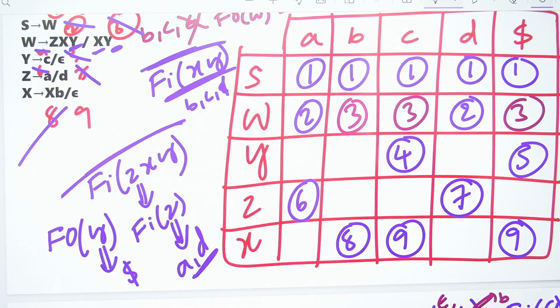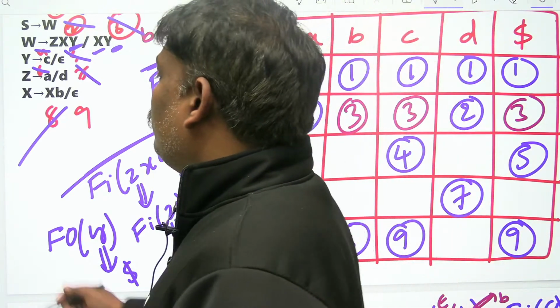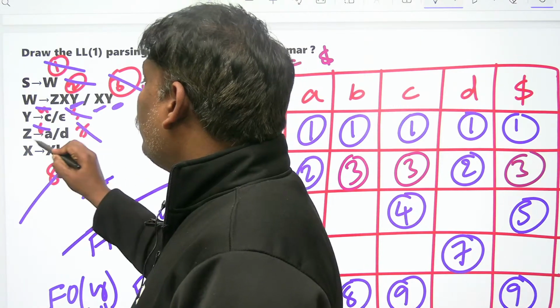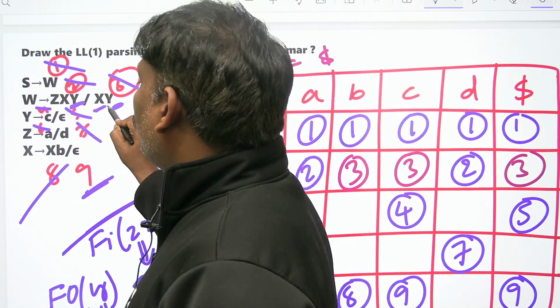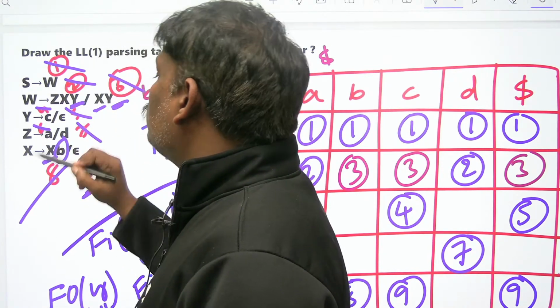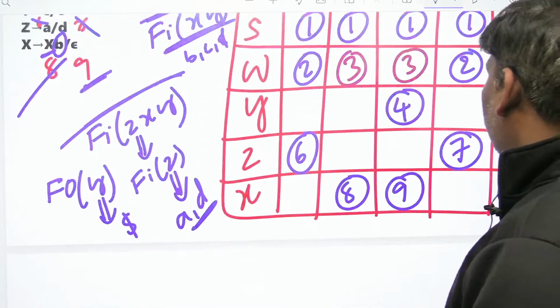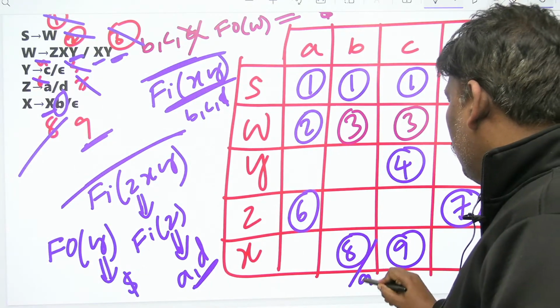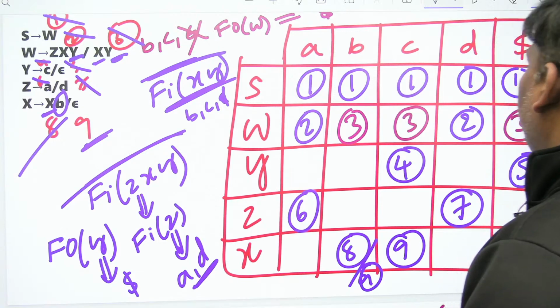Where will the first production go? First of xb means first of x, epsilon, so b will come. Where will the 9th production go? I think this is the small mistake where a serious problem will come. 9th production will go to follow of x. Follow of x is here also b. So 9th production will go to b also. If anyone made this mistake, I think a serious problem will come.